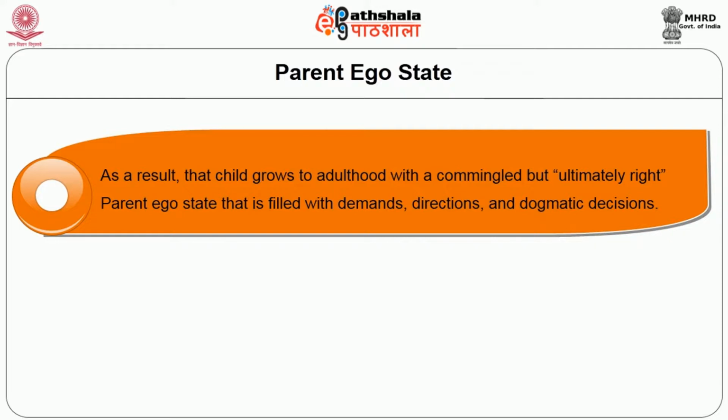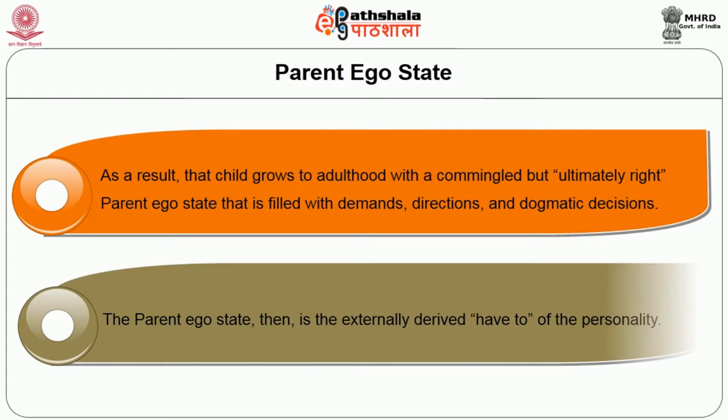As a result, the child grows to adulthood with a commingled but ultimately rigid parent ego state that is filled with demands, directions, and dogmatic decisions. The parent ego state then is the externally derived have-to of the personality.